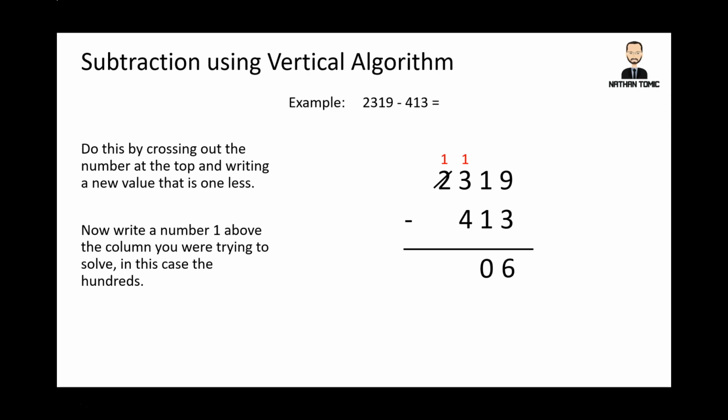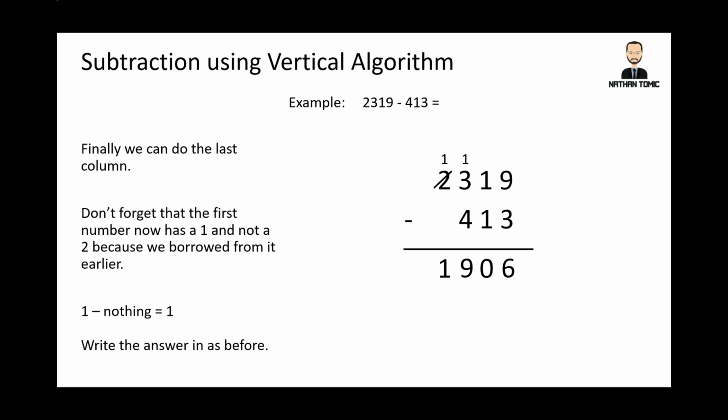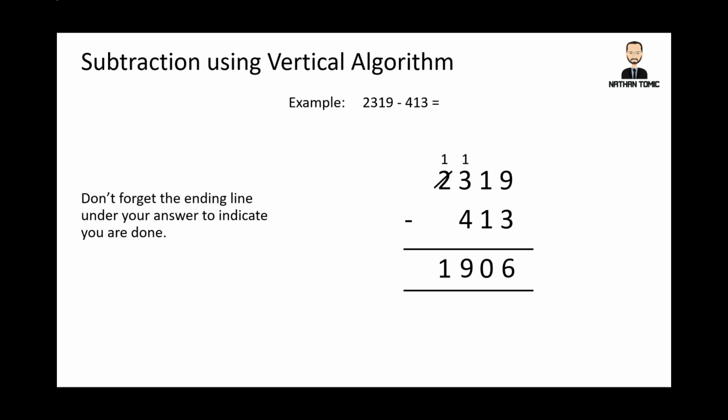So 4 taken away from 13, of course, is 9. So that is the answer for that column. And of course, the last bit is we've got nothing technically taken away from 1 now. Don't forget, this is a 1 now. That's why it's important to cross out when we borrow. So nothing taken away from 1, of course, will give us 1. And just like before, we should draw a line underneath to show that our answer is complete. So 2,319 take away 413 is 1,906.